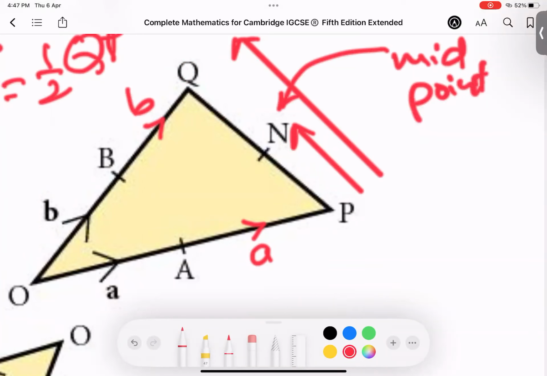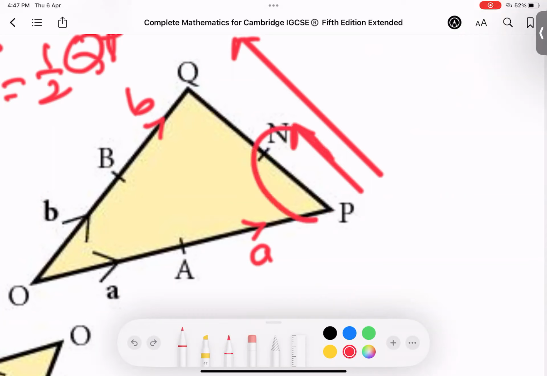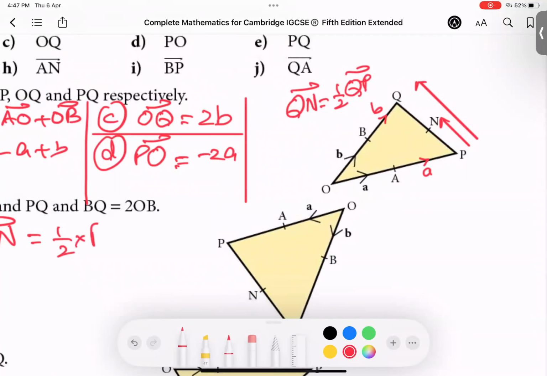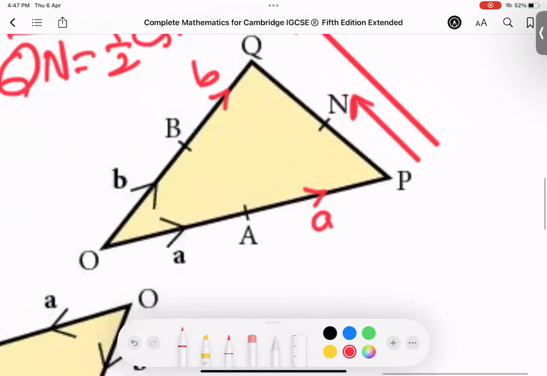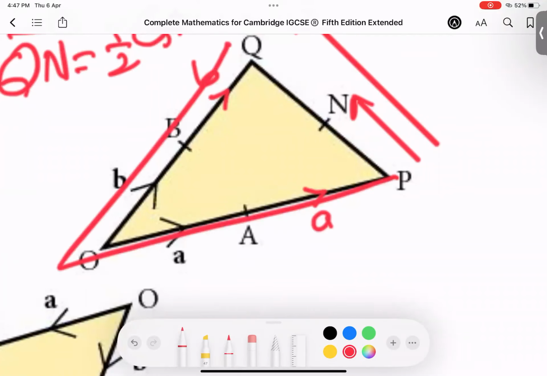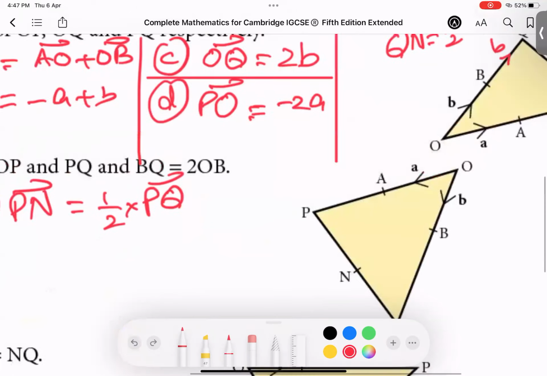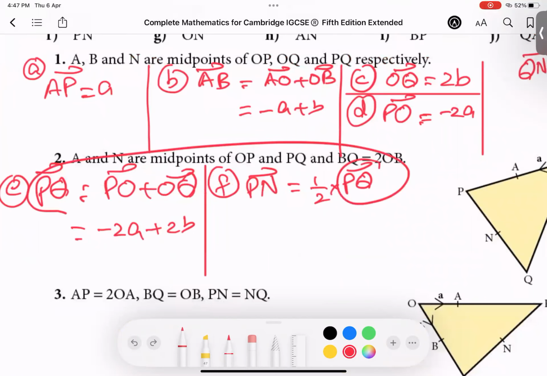Because it is the midpoint, P to N is half of PQ. So I'm writing it here. P to N is half times 2PQ. Some students try to find it this way: P to O, O to Q, Q to N. But the problem is Q to N, again, you don't have. So this is not a good way to do it. What I'm doing is manageable. And P to Q, luckily you already have this value given. So I'm just plugging in the value.